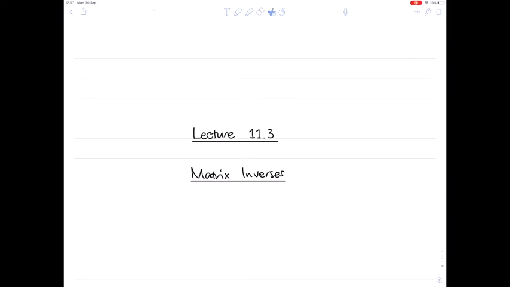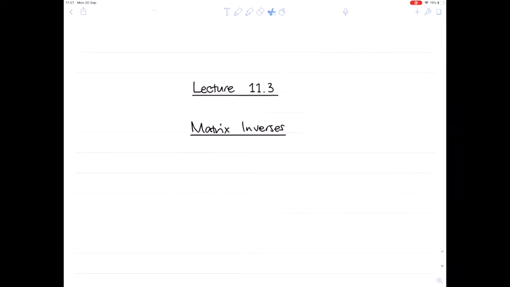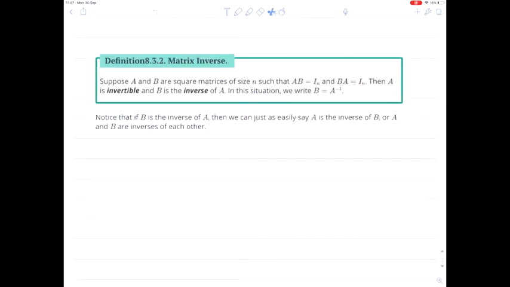In this lecture, we're going to have a look at how to find matrix inverses if they exist. And then we're going to look at the link between matrices, vectors, and systems of linear equations. So we already have seen the definition of a matrix inverse. Here's a slightly different wording, but it's exactly what we've seen before.